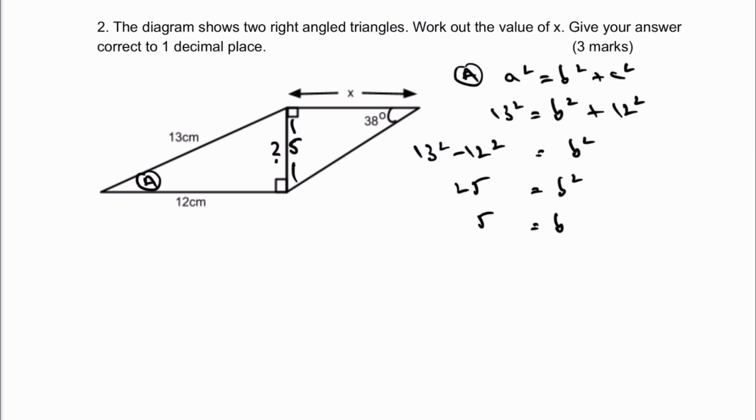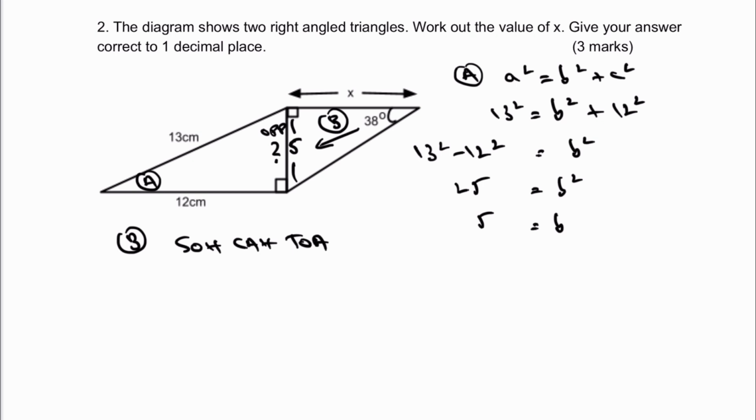Okay, so then I look at triangle B, and with triangle B I can then use SohCahToa. So let's look at B, and I'm going to look at SohCahToa. And what we're being asked to do is work out the length x. Okay, so let's label it first. Well, firstly, opposite 38 is actually going to be this side here, which is the opposite, okay, which is a side length of 5 that we just found out.